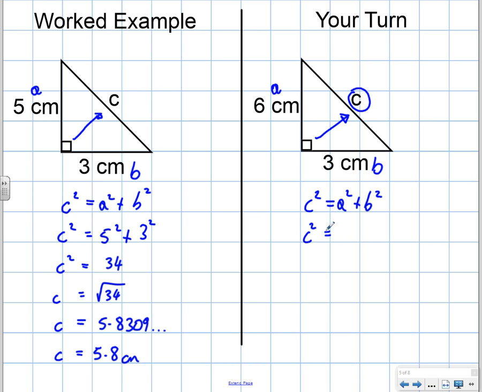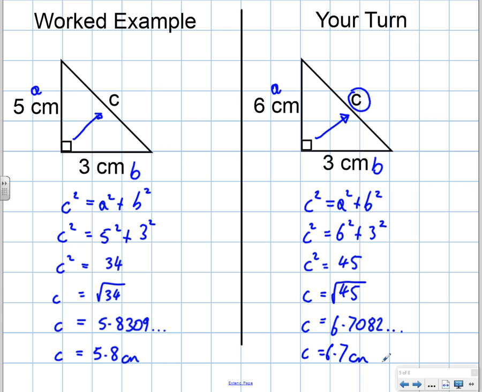Substitute in the values. So C squared is equal to 6 squared plus 3 squared. Again, I'll work that out in my head. And 6 squared is 36, 3 squared is 9, 36 add 9 is 45. And to find C, I'm going to take the square root of 45. And again, I can have a good estimate, but I'm going to go to my calculator and put in the square root of 45, and it's telling me on the calculator screen that is 6.7082, and so on. And when I round that to one decimal place, I get 6.7 centimeters.